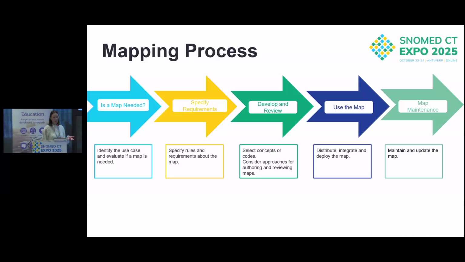You will then want to specify the requirements for your map once you've decided you are going to use one. What are the rules and requirements about the map? You then develop your map and review what you're creating. So you select concepts or codes, and consider the approaches you might use for authoring and reviewing maps. And then you'll use the map, so you want to distribute, integrate and deploy the map, and maintain and update it. This is the process that we're now going to go through, taking each individual step in the tutorial.